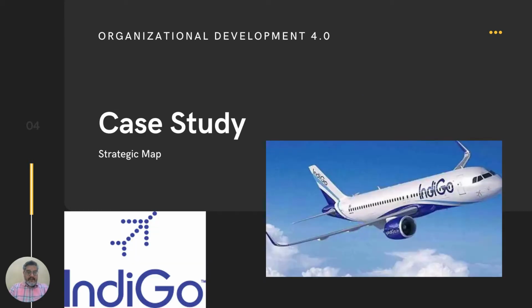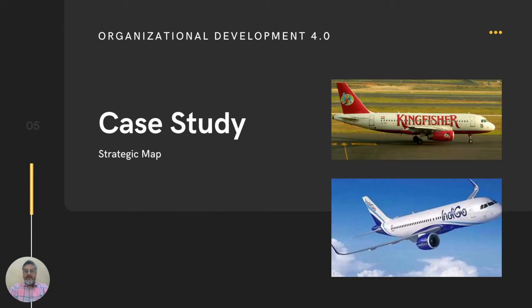So the first case study, and actually the case study that we are going to look at today, is of Indigo Airlines. Now, when we are talking about Indigo Airlines as a case study, first of all, we should look at two airlines which had completely different approaches. So let's look at Kingfisher and let's look at Indigo. When we look at their working style and the areas that they were focusing on, it will make more sense for us to study Indigo, right?